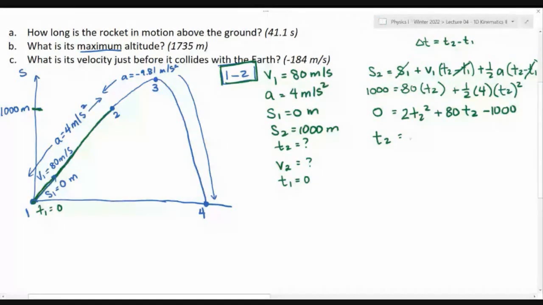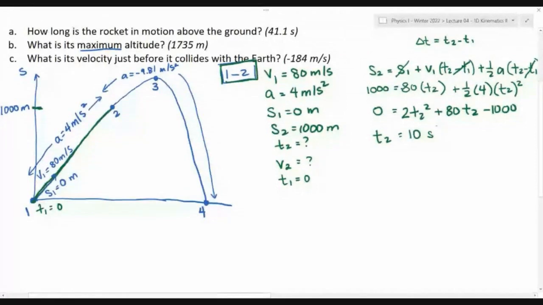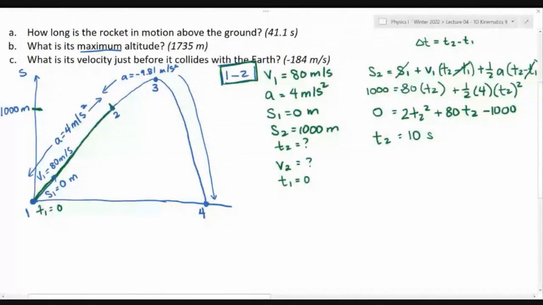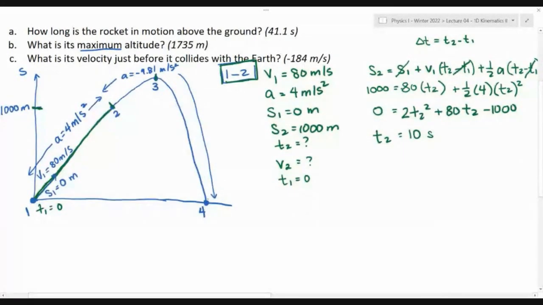Okay, so I got T2 is 10. Any questions about that so far? I just used the quadratic formula and I typed it all on my calculator. So that's T2, and then we're also going to find V2 because we're going to need to know what this time is here and what this velocity is here so we can figure out what the time and velocity is at 3 and at 4. That's why we're doing this.